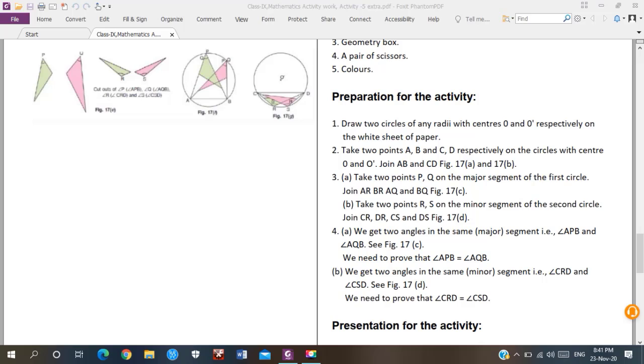Take 2 points P and Q on the major segment of the first circle. Join AP, BP, AQ and BQ. Take 2 points R and S on the minor segment of the second circle. Join CR, DR, CS and DS. We get two angles in the same major segment, that is angle APB and angle AQB. We need to prove that angle APB is equal to angle AQB.